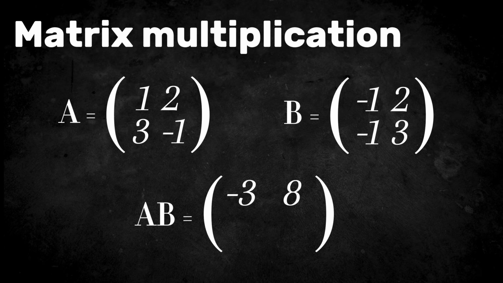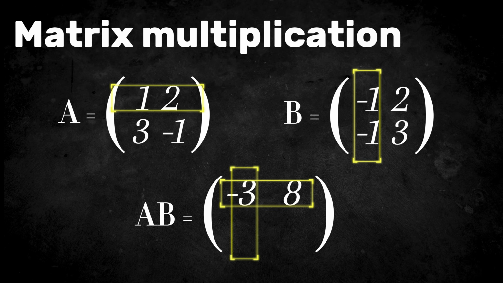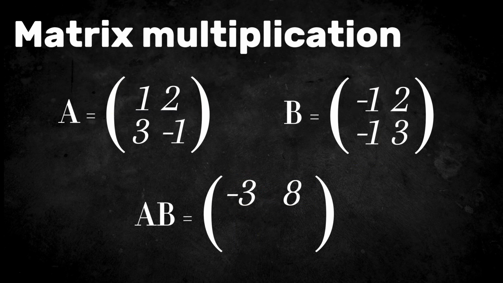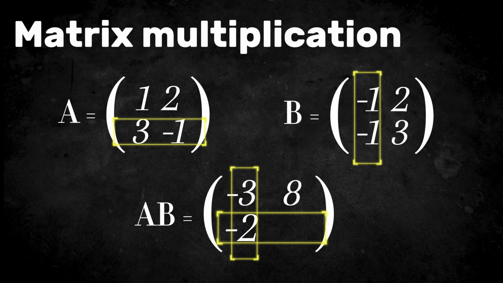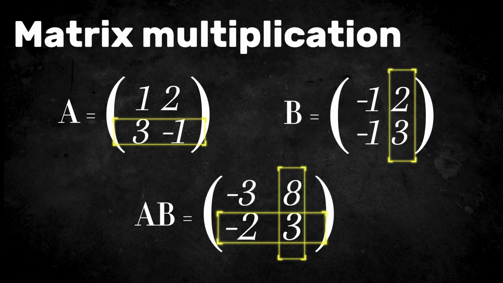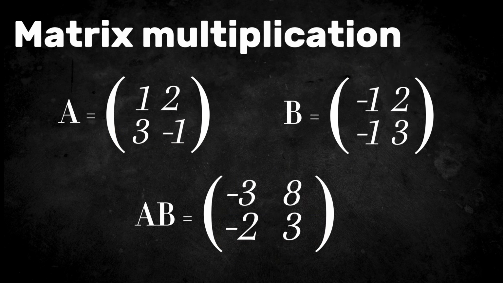For example, if we take row 1 and column 1 of matrix AB, we place the value in row 1 and column 1 of the product matrix. If we finish the calculation, we get the values -2 and 3 in the second row of the product matrix.